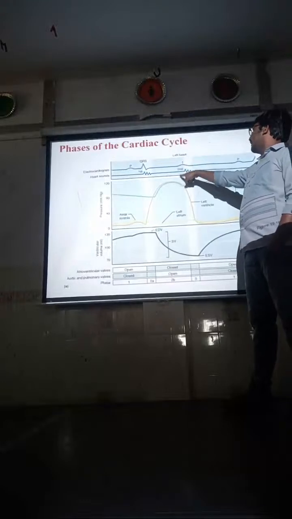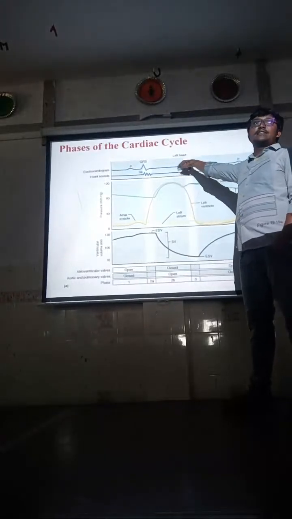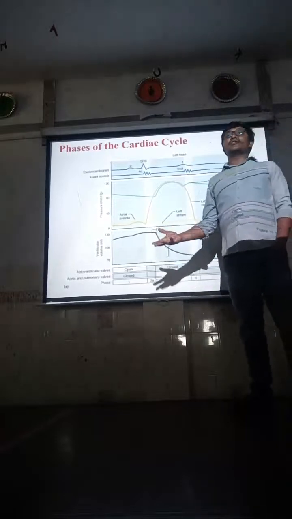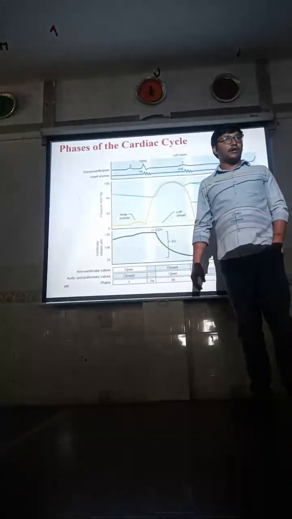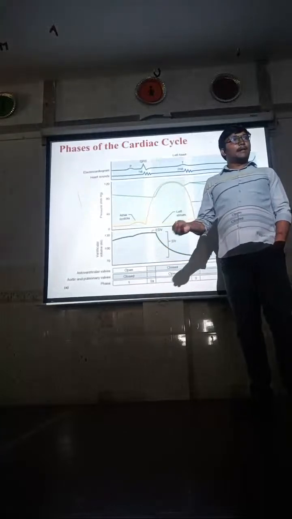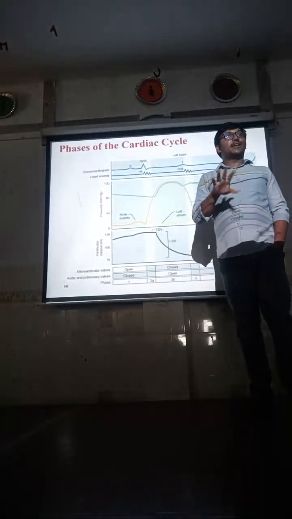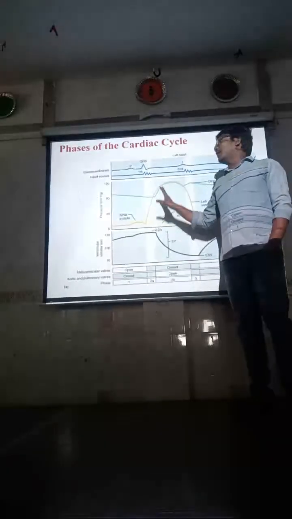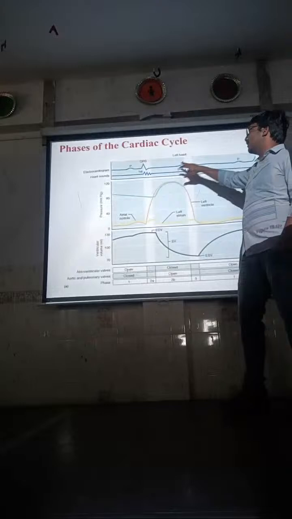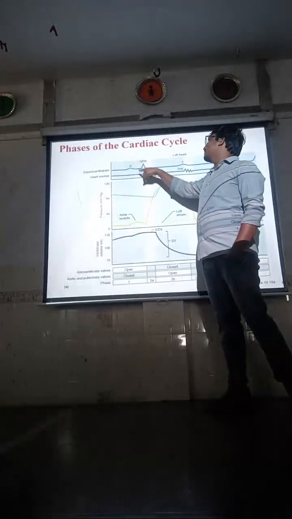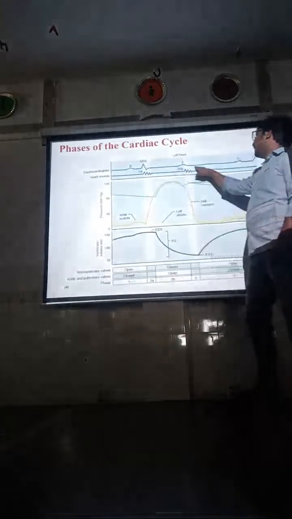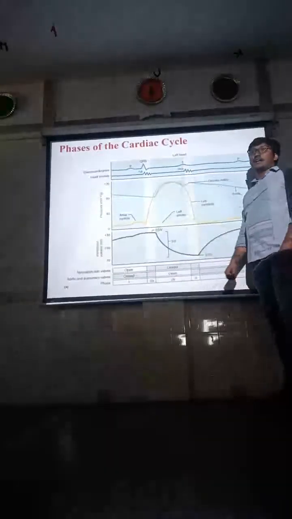At the beginning of the T wave, you can listen to the second heart sound. It is because of the closure of valves. The lub-dub sounds you hear are because of the opening and closure of valves. We'll discuss that in detail. But on the ECG, when the QRS complex begins you can hear the first heart sound, and when the T wave begins you can hear the second heart sound.